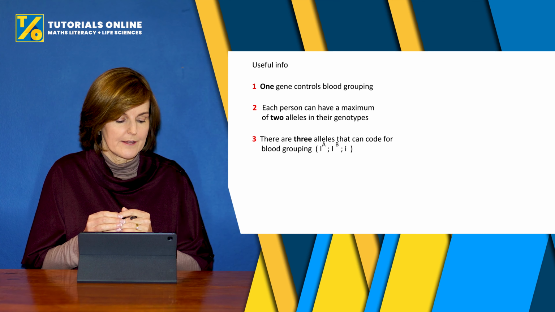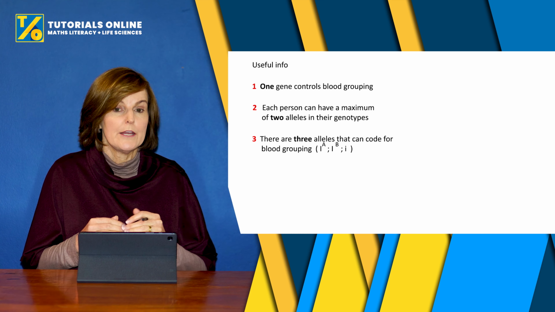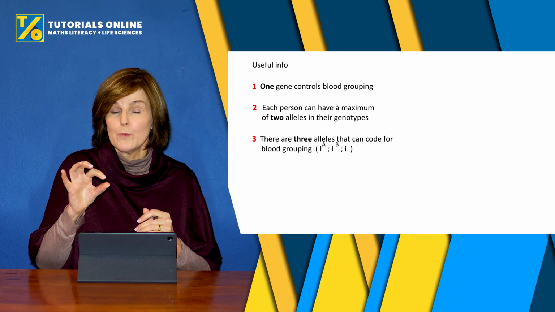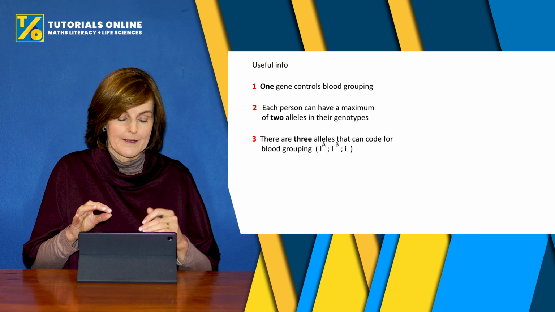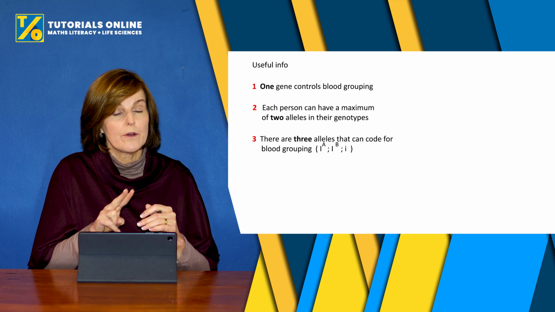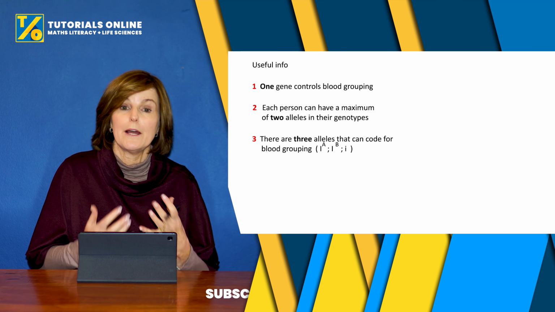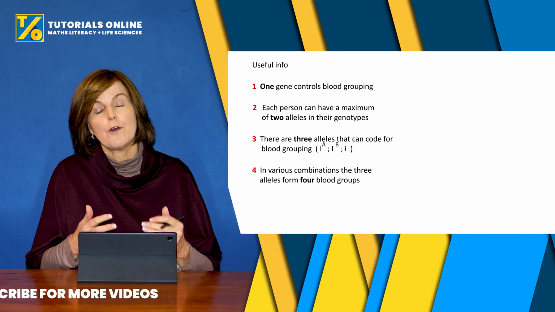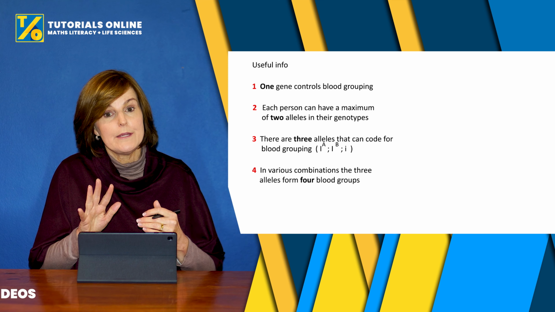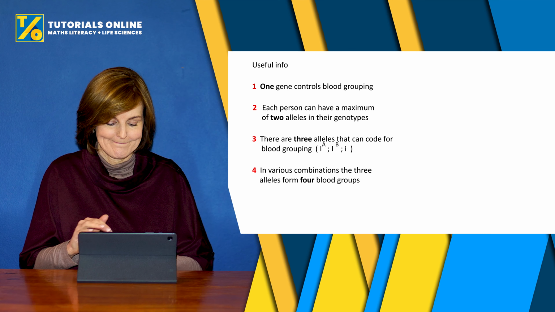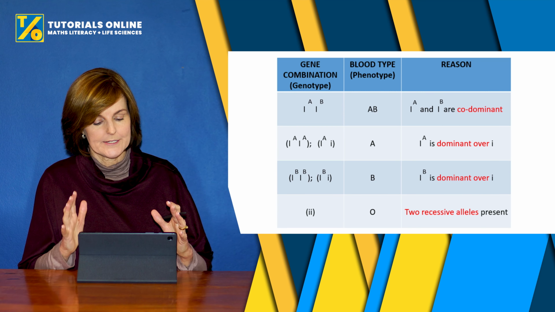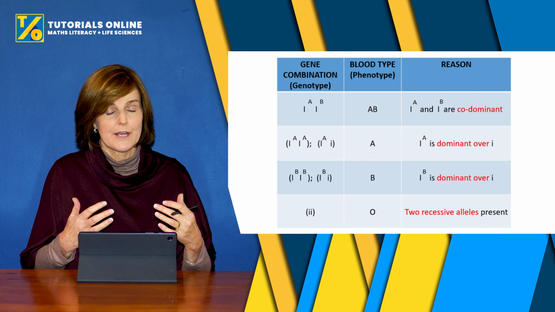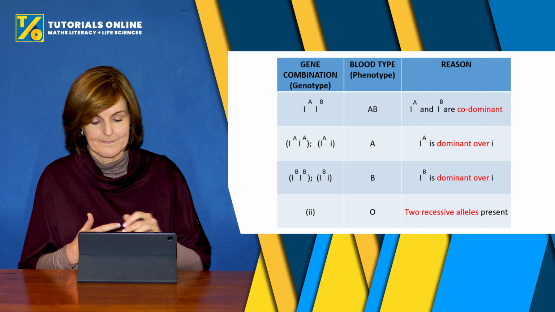So if you look at the 3 alleles there, they can code for blood grouping. You get capital I with the superscript A, capital I with a superscript B, or a small letter i. Depending on the combination of which 2 of those alleles the person has, that will determine the blood group based on the dominance. And you probably know this by now, but there are 4 blood groups: AB, A, B, and O. Now, let's look at this table, because this table helps you quite a bit to understand the blood groups and how the dominance takes place.